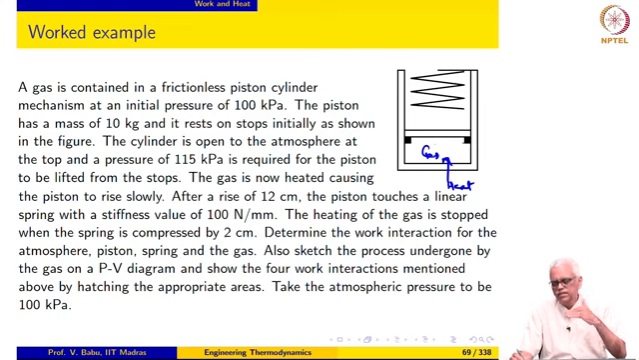Until the pressure becomes 115 kPa, the piston remains on the stops. Once it exceeds 115 kPa, the piston starts moving upward, and then it encounters a linear spring, and the gas pushes the spring further by 2 centimeters. In other words, it compresses the spring by 2 centimeters. We are asked to calculate the work interaction for the atmosphere, piston, spring, and the gas. All the required data is given in the problem. Atmospheric pressure is also given.